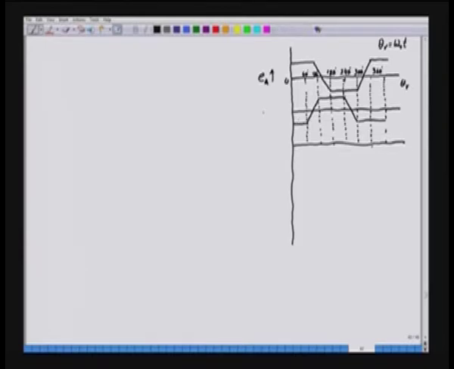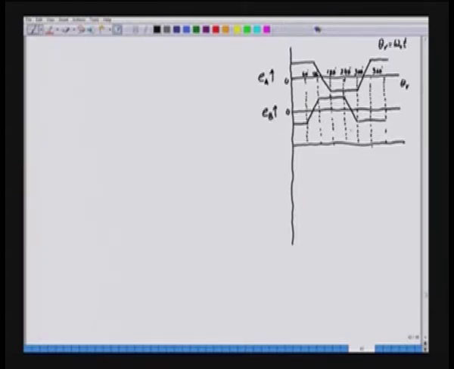So, this is EB here, the induced EMF of phase B of the trapezoidally excited motor. And what about phase C? Phase C will be shifted from phase B by again 120.